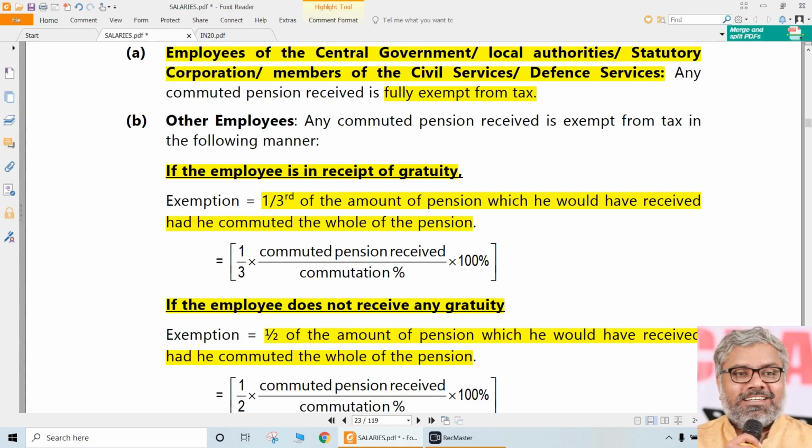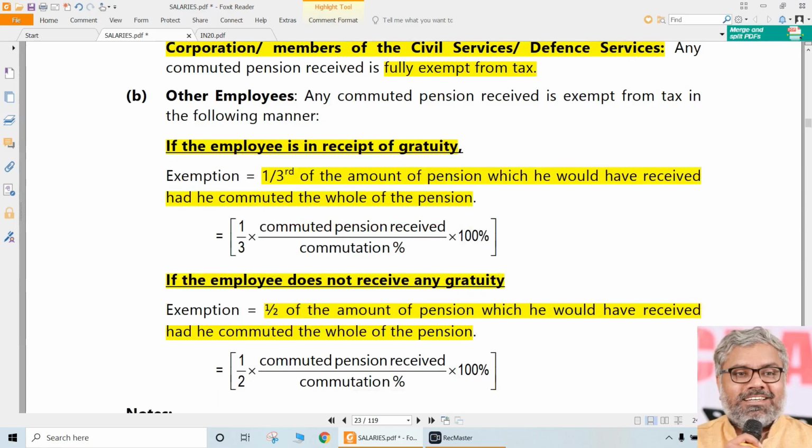If government employee or statutory corporation employee, then commuted pension is also fully exempt. But in case of other employees, commuted pension is exempt, either 1/3 or a half, depending upon what? Depending upon whether the employee was in receipt of gratuity or not. If the employee received the gratuity, exemption amount is little lesser. Only 1/3 is given as exemption. And if the employee did not receive gratuity, exemption amount is little higher. Little bit of more relaxation is given, because half is more than 1/3. That we should know.